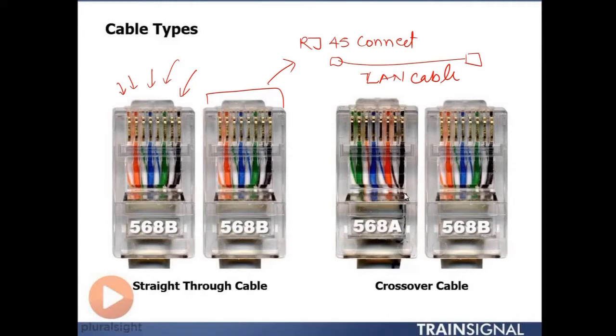So the combination of the colors decides whether this is a straight through cable or a crossover cable. Why are we discussing it? Because sometimes we need a straight cable, like whenever we have switch to laptop or computer connectivity, then we use a straight cable. This is our switch and this is our laptop. In that case we use a straight cable. And whenever there is a router and laptop, then we use a cross cable.